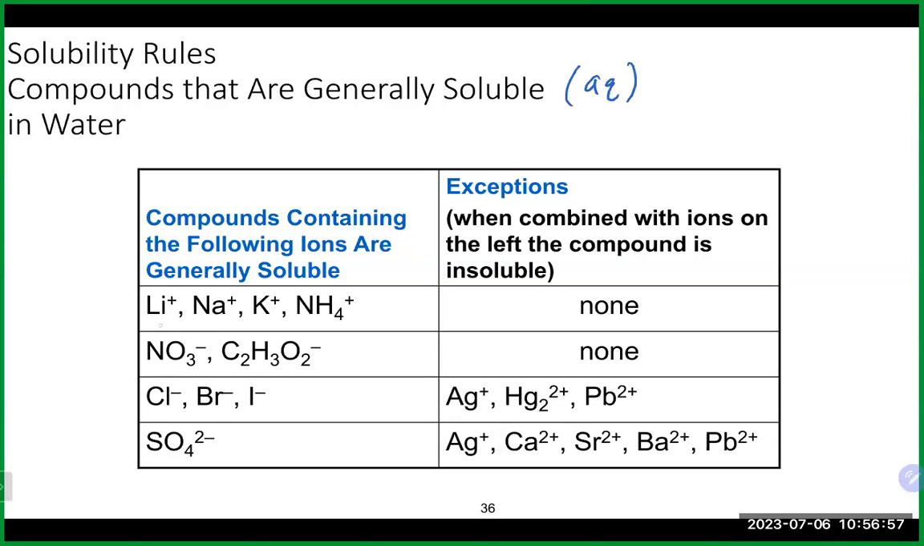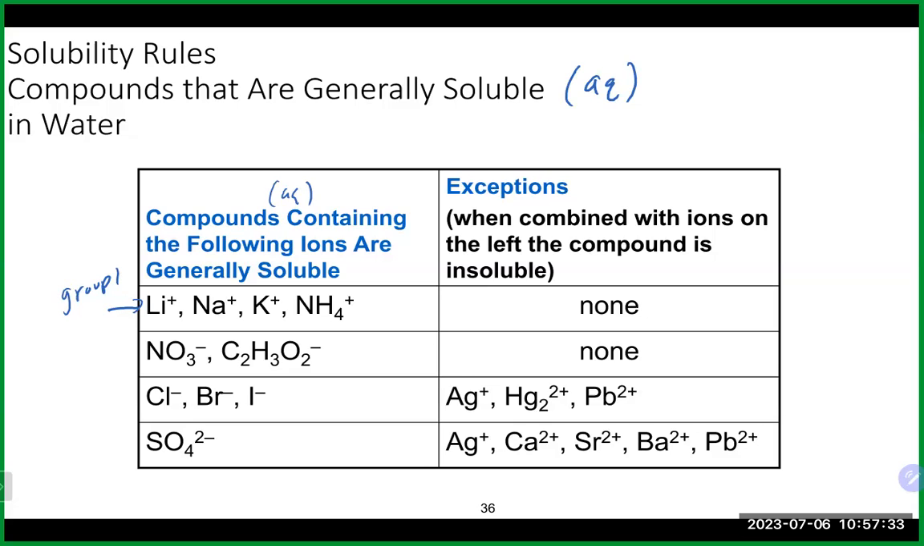Anything from group 1 on the periodic table, which is pretty much these guys here, or ammonium, they are going to be soluble in everything, which means if you see a chemical formula that contains anybody from group 1 or ammonium, you don't need to look any further. There's no exceptions. That thing should get the aqueous symbol. Nitrate and acetate, same deal. If you see nitrate or acetate in the formula for anything, you should know it's aqueous and it's going to be soluble.